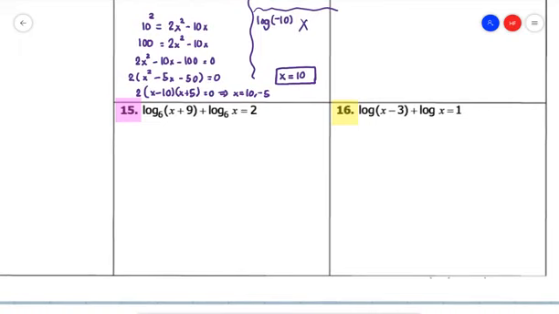And then on number 15, we're going to condense first. So log base 6, they both have the same base. So when I'm adding, I'm going to multiply them. So log base 6 of x squared plus 9x equals 2. First, last, and middle. 6 squared equals x squared plus 9x, which is 36 equals x squared plus 9x.